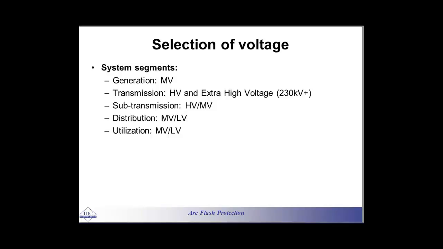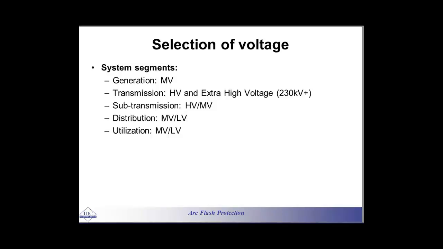So when it goes into the discussion of selection of voltage, the first thing that happens is that we need to split the power system into different parts. So we have to differentiate between different parts of the power system. What are the main components? What are the main segments and sections? From the very start, we have got generation, and then we deliver that to the transmission system, and then the sub-transmission system, then it will be stepped down to distribution, and then it goes to the utilization.